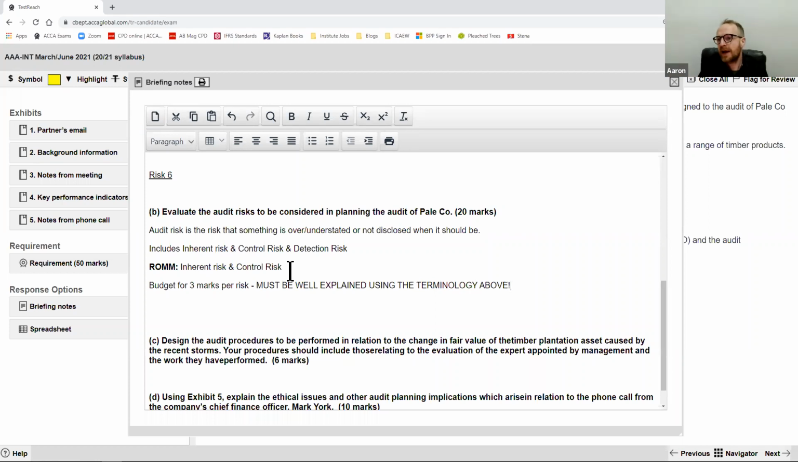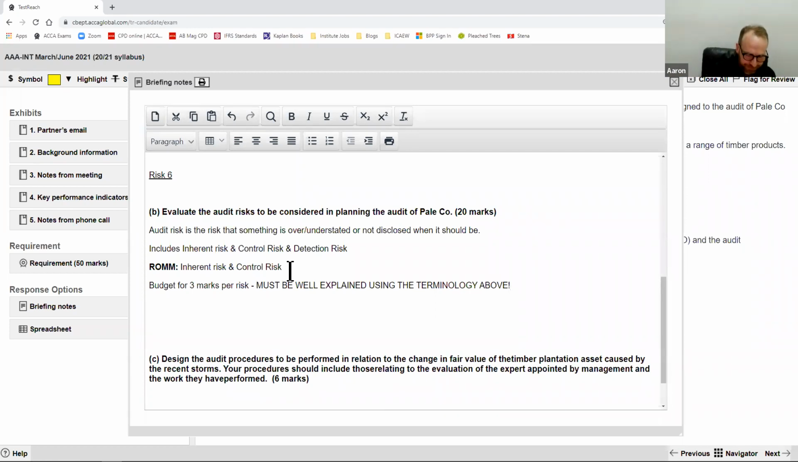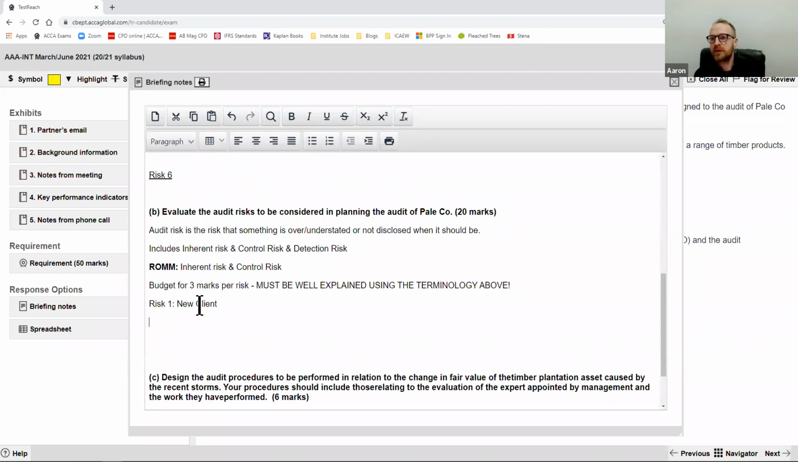Okay, so again, I would be doing exactly the same things for this. I'd be saying, right, okay, risk number 1. Okay, so risk number 1 is whatever. In fact, I already said it's a new client, which we read when we were doing the read through there. So what does that mean? It just means that so that increases detection risk. You could also mention opening balances.